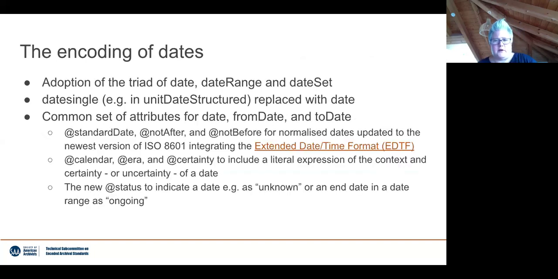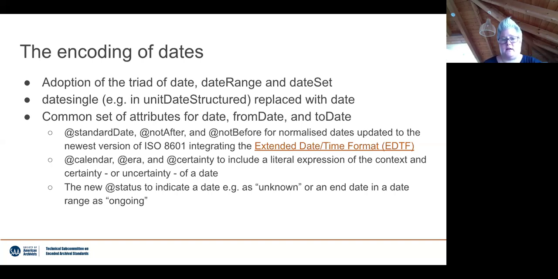The encoding of dates, as already mentioned a few times as examples. This also included some adaptation towards EAC-CPF. So we are adopting the triad of date, date range, and date set, meaning that date single, which was available, for example, in unit date structured, has been replaced with simply date. And we also have ensured that date, along with from date and to date, so every element that includes a single date expression comes with the same set of attributes.